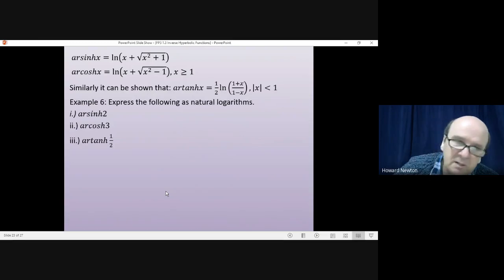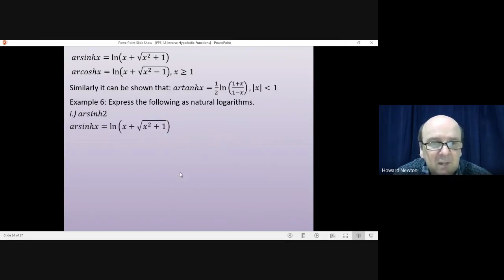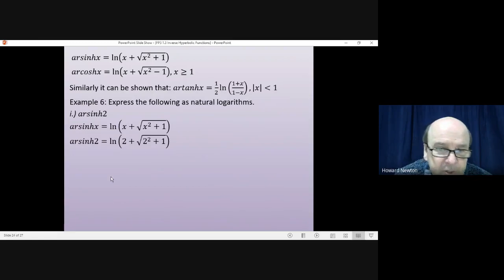Okay, let's have a look. So first of all, we have arsinh 2. Now, as I said, all we're going to do is use the formula for arsinh x and substitute in x equals 2, which will give us that. And that tidies up to arsinh 2 equals the log of 2 plus root 5. And you don't need to go any further.